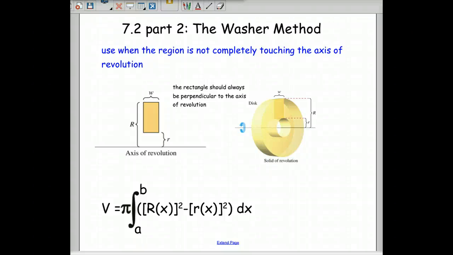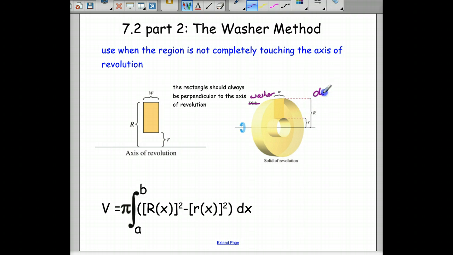Alright, 7.2, Part 2. We're going to be revolving regions that are not laying on the axis that we're revolving around. So our representative rectangle here will have a space between itself and the axis of revolution. So when you revolve it, it creates a disc, like a washer. Not a disc like we've had before in the previous lesson, a completely filled-in cylinder, but a washer.